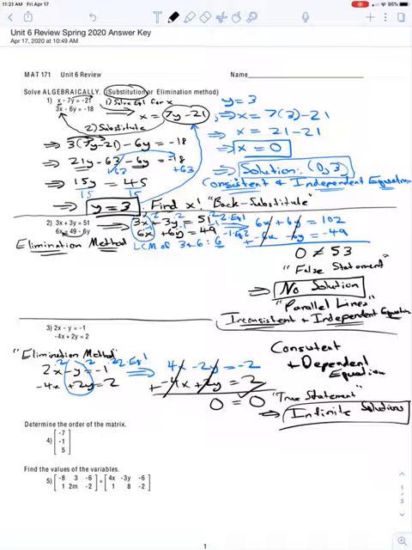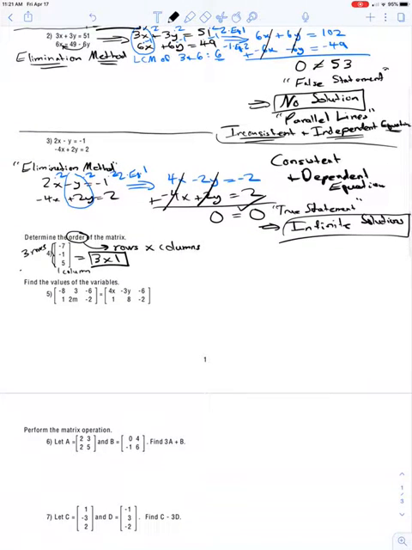Let's look at determining the order of a matrix. Now we're getting into our matrix operations. In determining the order of a matrix, you're counting up the rows and the columns. So remember, order is rows by columns. Count up your rows, and then count up your columns. We've got 1, 2, 3 rows, and we've got 1 column. So this is a 3 by 1 order. There's my order: 3 rows, 1 column. All right, moving on down.